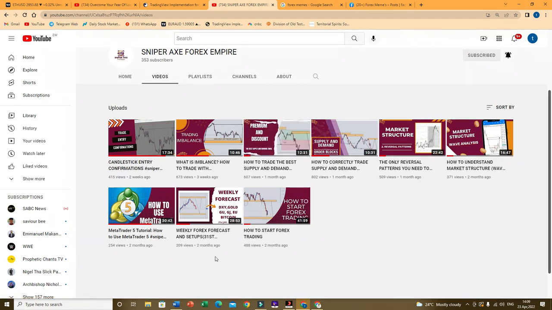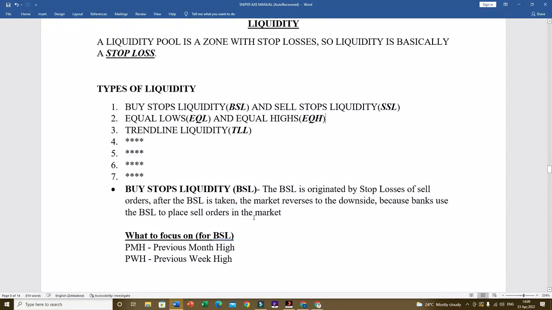Okay, so let's get straight to the liquidity concept that I've mentioned, right? Okay, so we have what we call liquidity. We have what we call liquidity pools in the forex market, right? So a liquidity pool is simply a zone with stop losses. So liquidity basically is a stop loss. That's liquidity. That's the best definition for liquidity, right?